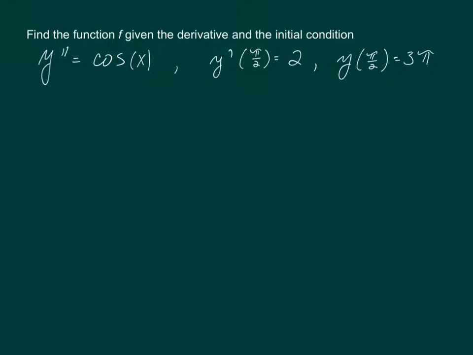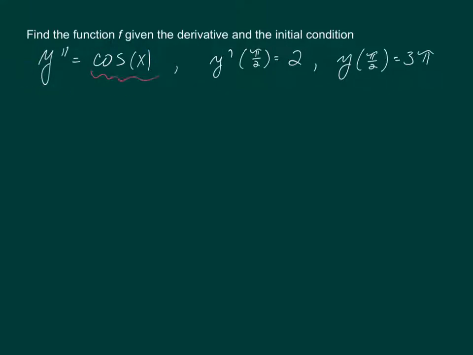Find the function f given the derivative and the initial condition. So in this case, we will not actually be wanting to find the function f. We will want to be finding the function y, since we're given a y notation here. So what we need to do first in order to get back to an original function is we need to find an antiderivative of this function.